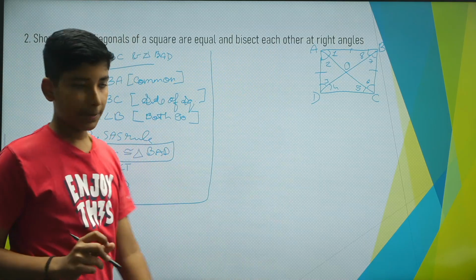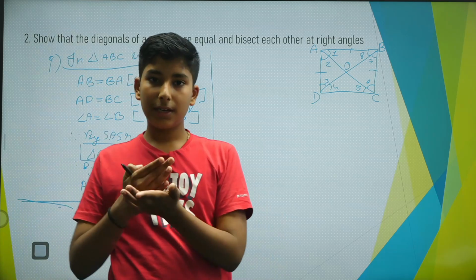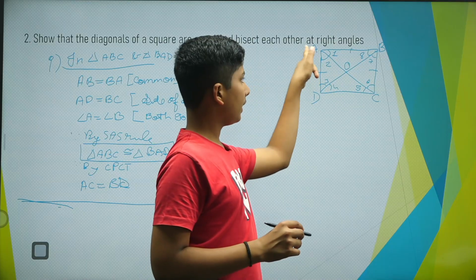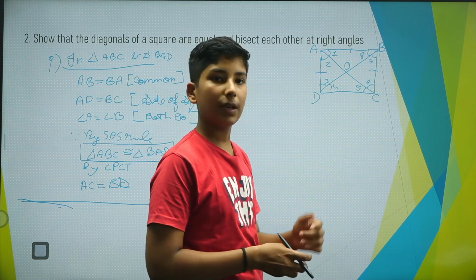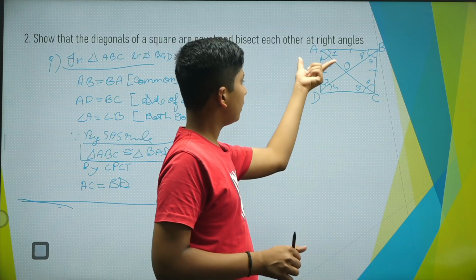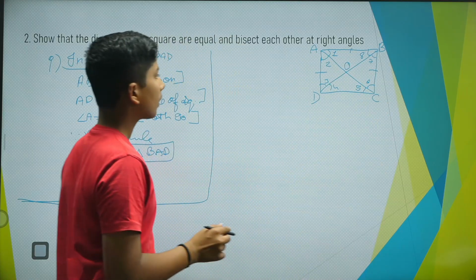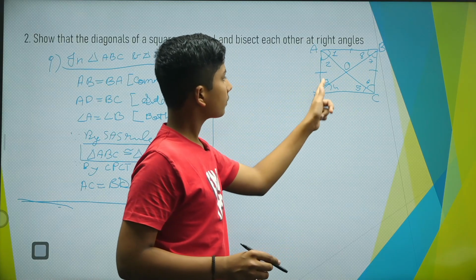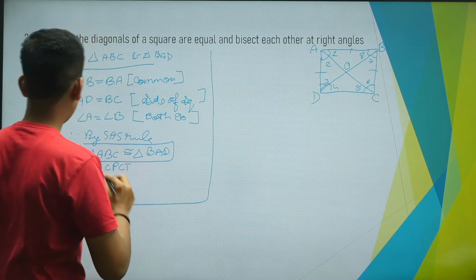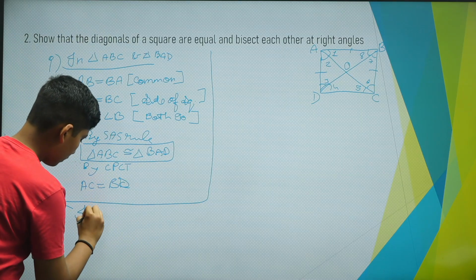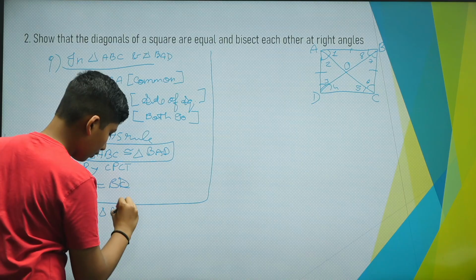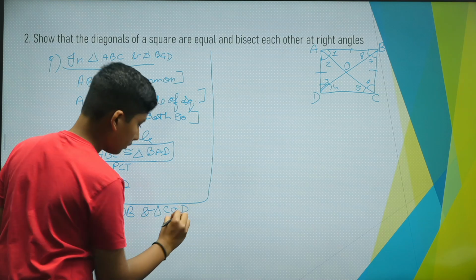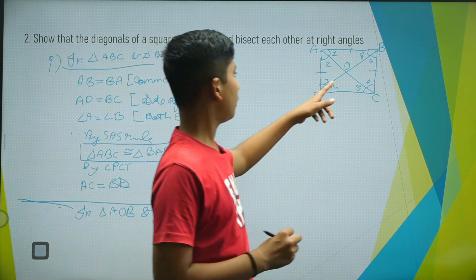Bisect each other firstly. Bisect each other means they're dividing each other in two equal halves. So we have to prove that AO equals OC, or we can prove BO equals OD. But I'll say OA equals OC. AO and OC we have to prove equal. So we'll take this triangle, AOB and DOC. In triangle AOB and triangle COD. Okay, so first of all, what is equal?